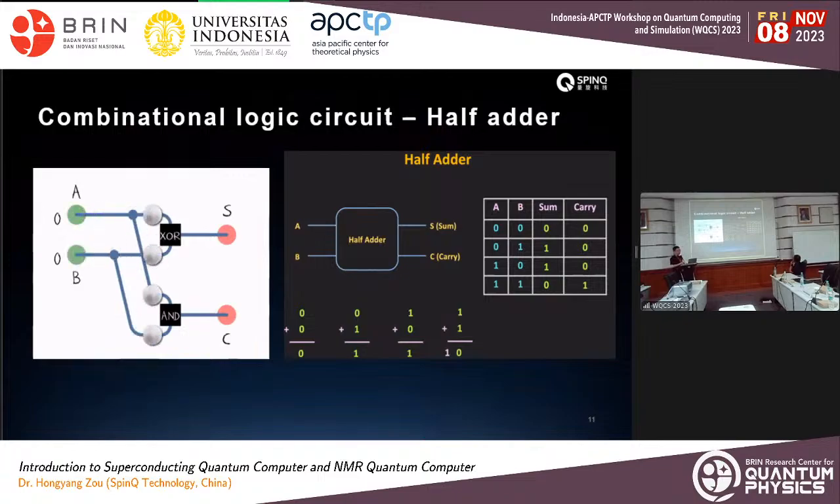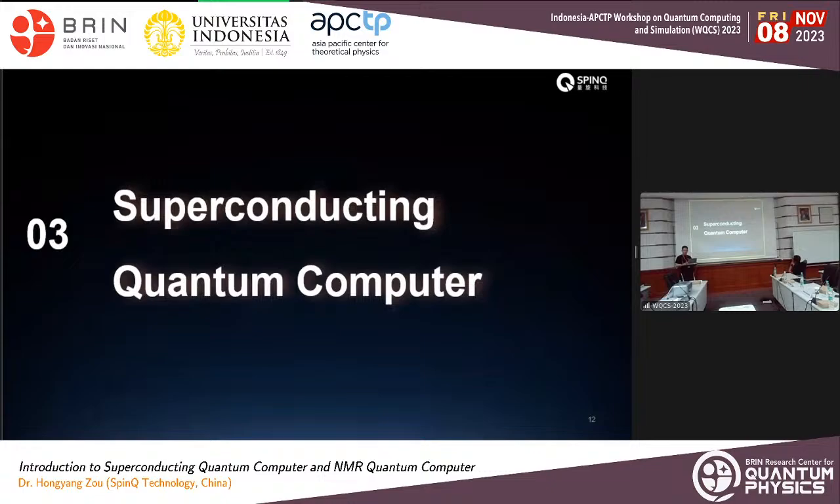Here is an example, the half adder, and here is the truth table, and the logic circuit is here. We combine this XOR gate and this AND gate here to achieve this kind of half-adder logic. And now, finally, we can use a classical computer to do addition. Okay. Now let's move on to the next chapter.